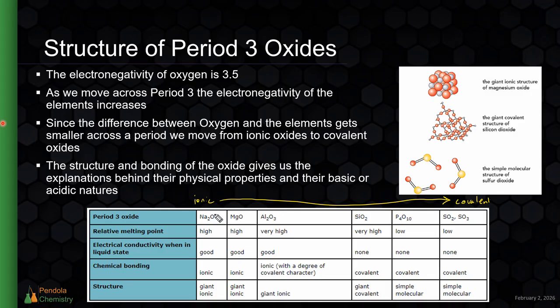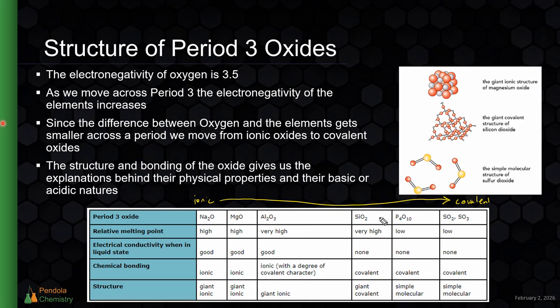So the sodium and the magnesium oxides are very ionic. They have giant ionic structures. And they have very good electrical conductivity when they're dissolved in water and have very high melting points. The aluminum oxide is ionic, but with a degree of covalent character. So we still have the giant ionic structure, but with a little bit of covalent character, which means that it's still a good conductor of electricity when dissolved, and it has a very high melting point. And that's why, again, these are going to be basic, and this is amphoteric.